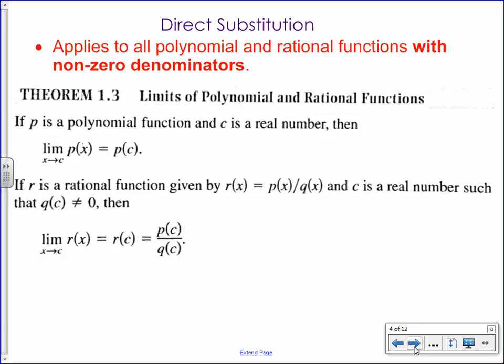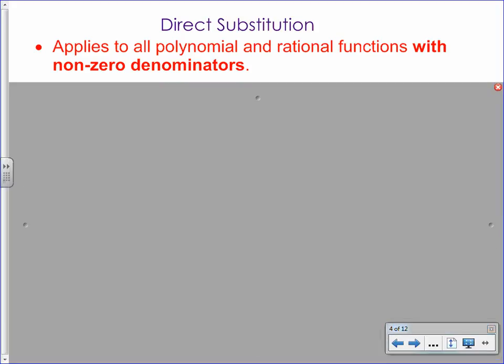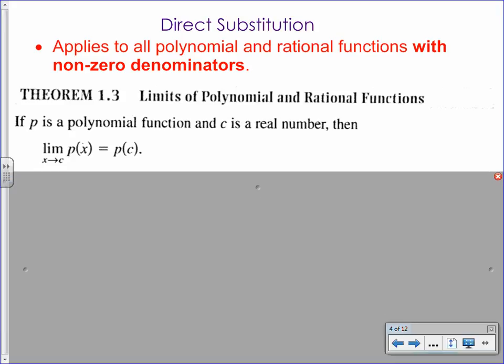If we have a polynomial or a rational function with a non-zero denominator. Okay, polynomial, we all know what those are, right? X to a power plus x to a power plus x to a power, where all of those powers are positive integers, or actually whole numbers. And rational functions with non-zero denominators. We can't divide by 0, so this is not going to apply unless that fraction has a non-zero denominator. So as long as we have a polynomial or a rational function where, when we plug in our number, it's not 0 in the denominator, we can simply substitute in.